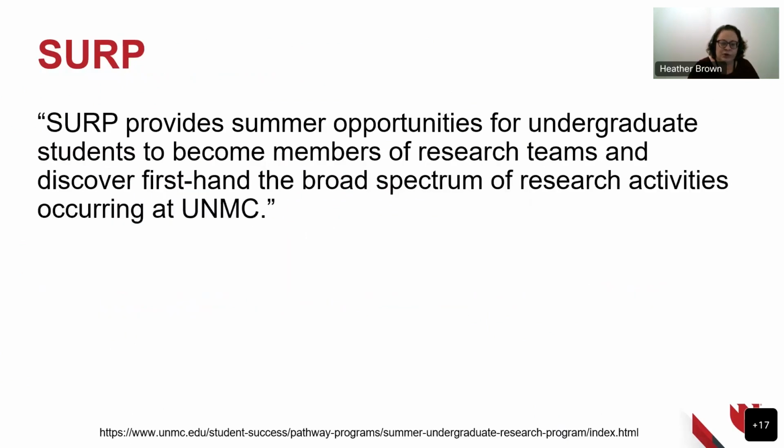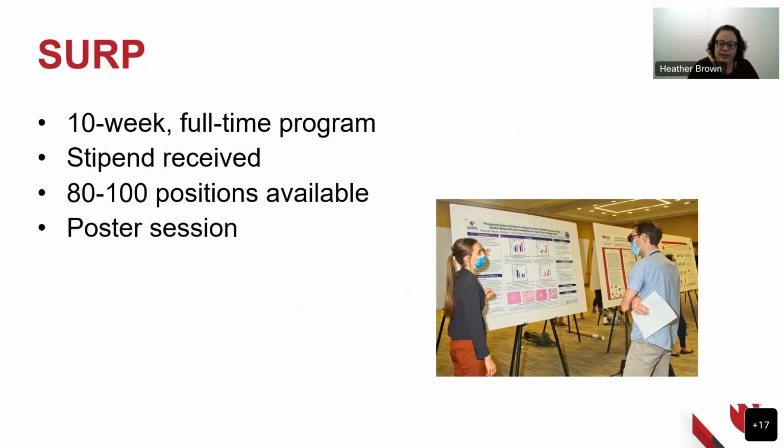SURP provides summer opportunities for undergraduate students to become members of research teams and discover firsthand the broad spectrum of research activities occurring at UNMC. SURP is a 10-week full-time program in which students work with research teams and attend a variety of seminars. They receive a stipend, and there are about 80 to 100 positions available. Their work culminates in a poster session in which they present the research that they worked on with their teams.